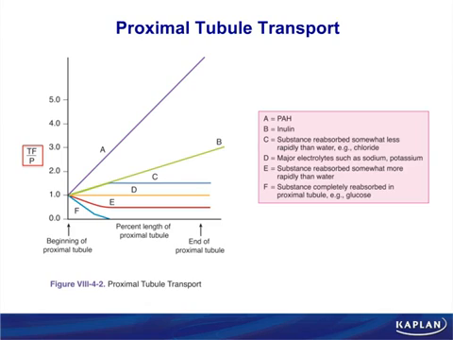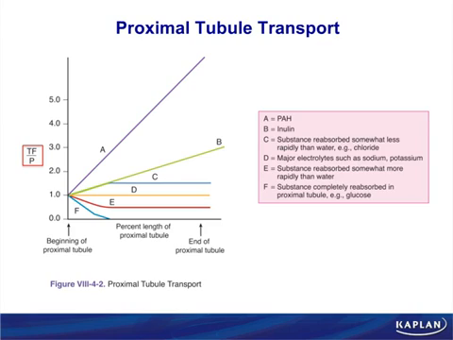If a substance is not freely filtered, for example, like albumin, then the plasma concentration will be greater than the tubular filtrate concentration, and the tubular filtrate to plasma concentration ratio would have to be less than 1, because the plasma concentration would be greater than the tubular filtrate concentration. So the ratio would have to be less than 1. Doesn't matter what it is, but it has to be less than 1.